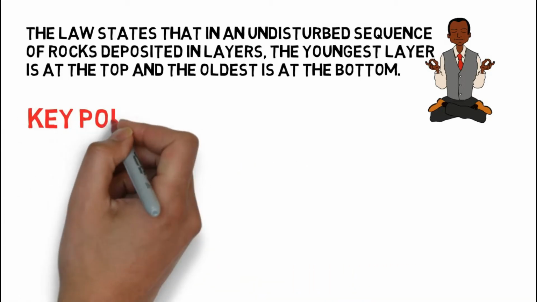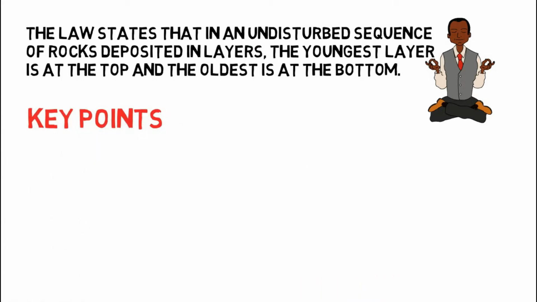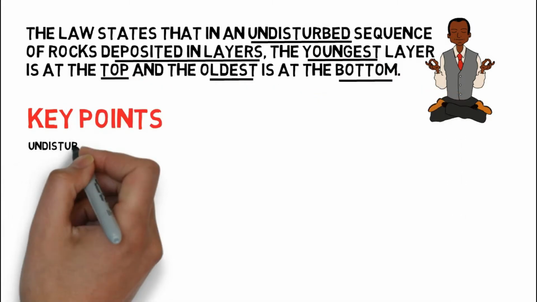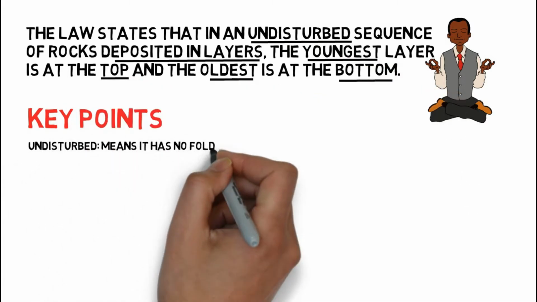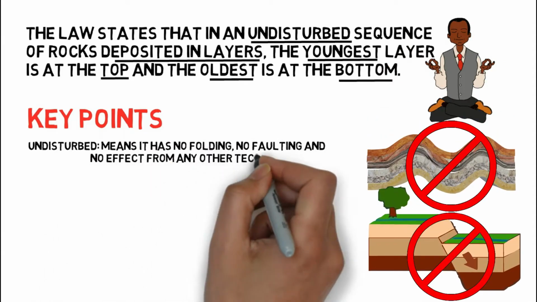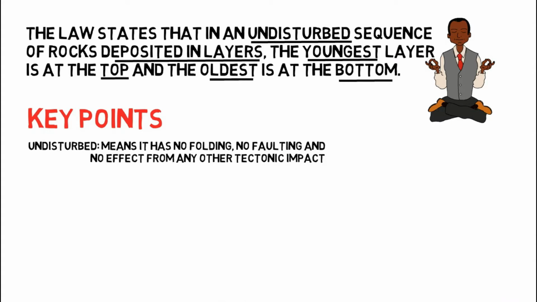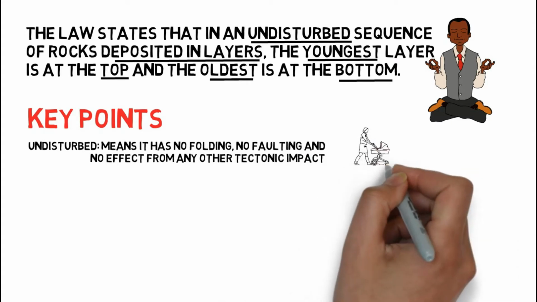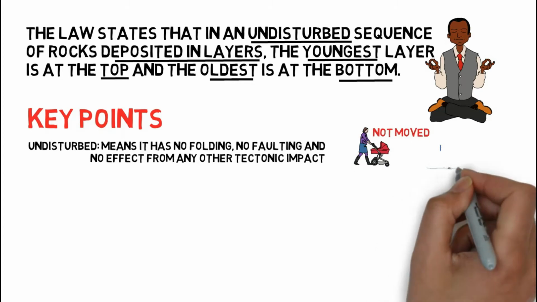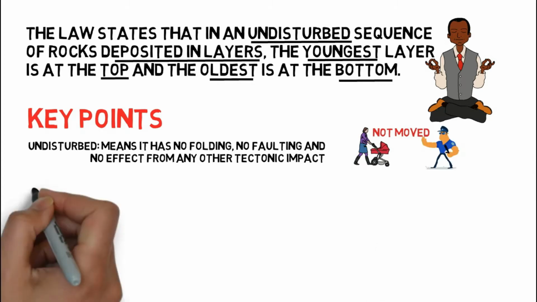The key point to note for the understanding of this law is that the rocks are undisturbed. That means there is no folding, there is no faulting, or there is no other effect by tectonic activities. The layman's understanding of undisturbed just means it has not been shifted or moved. The same thing is applicable to this law. No faulting and no folding.